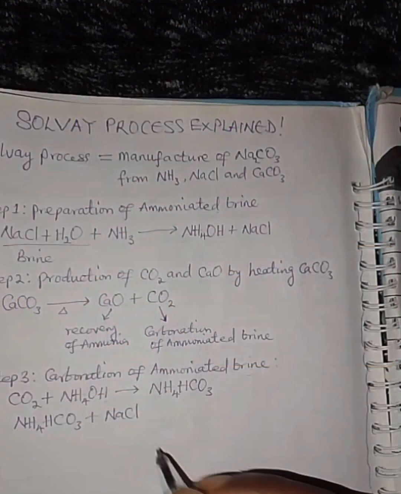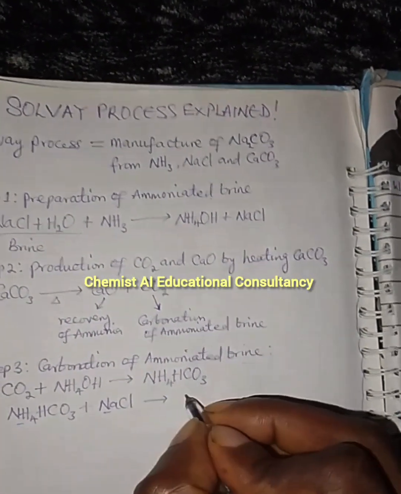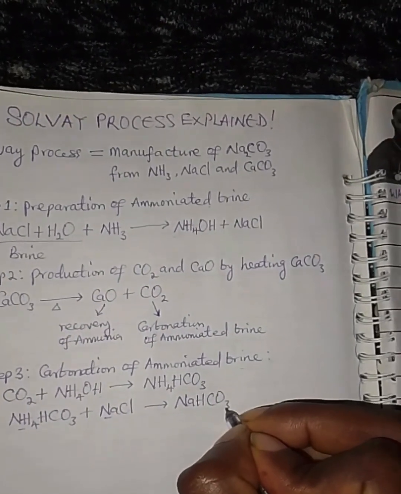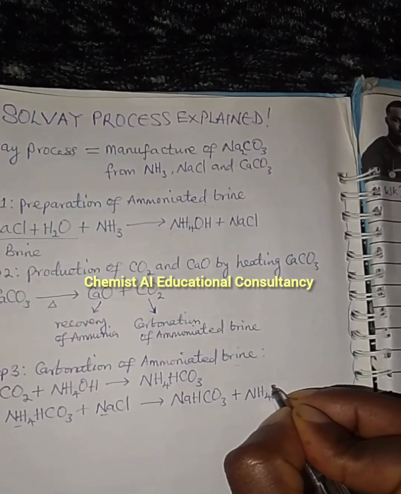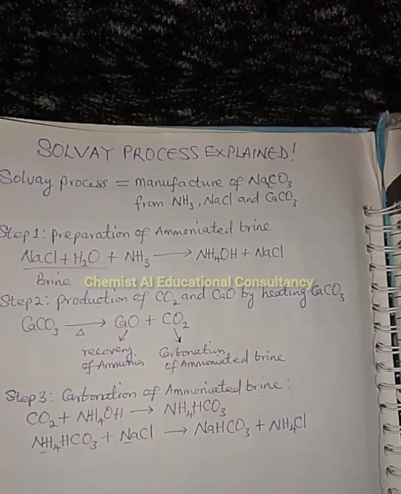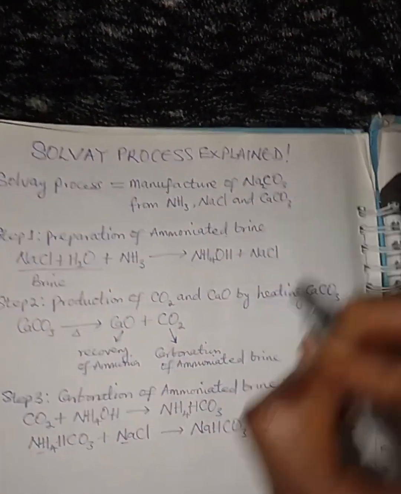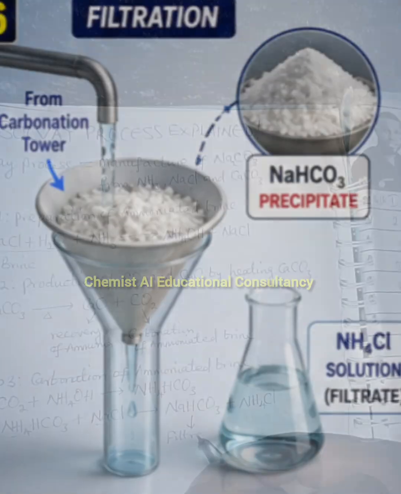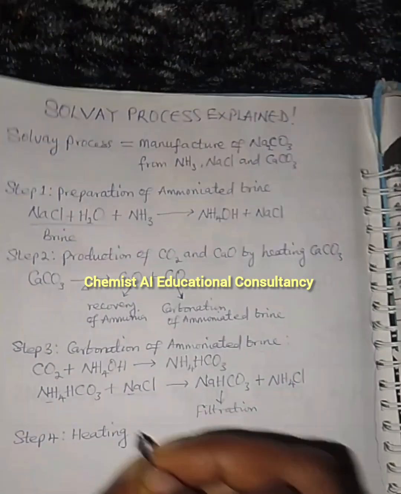And sodium from the sodium chloride will displace ammonium ion in ammonium hydrogen trioxocarbonate 4 to give sodium hydrogen trioxocarbonate 4, and the ammonium ion displaced will attack chloride to form ammonium chloride. Now, it is getting more interesting. Sodium hydrogen trioxocarbonate 4. You can see it resembles sodium trioxocarbonate 4, which is the chief product. So once we get sodium hydrogen trioxocarbonate 4, we perform filtration to filter it out. After filtration, step 4 will now be heating the residue, sodium hydrogen trioxocarbonate 4.